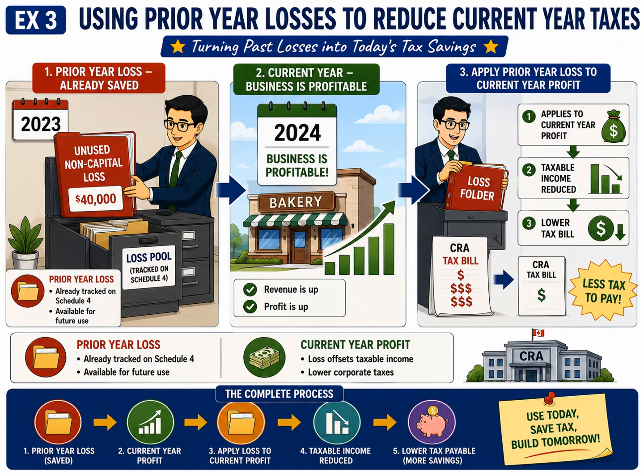Imagine that the corporation incurred a non-capital loss during the 2023 taxation year. Instead of using the loss immediately, it was carried forward and stored in the corporation's loss pool. Throughout that time, the accountant maintained accurate records of the remaining balance using Schedule 4, ensuring that the loss would be available when needed. Now let's move to the 2024 taxation year.